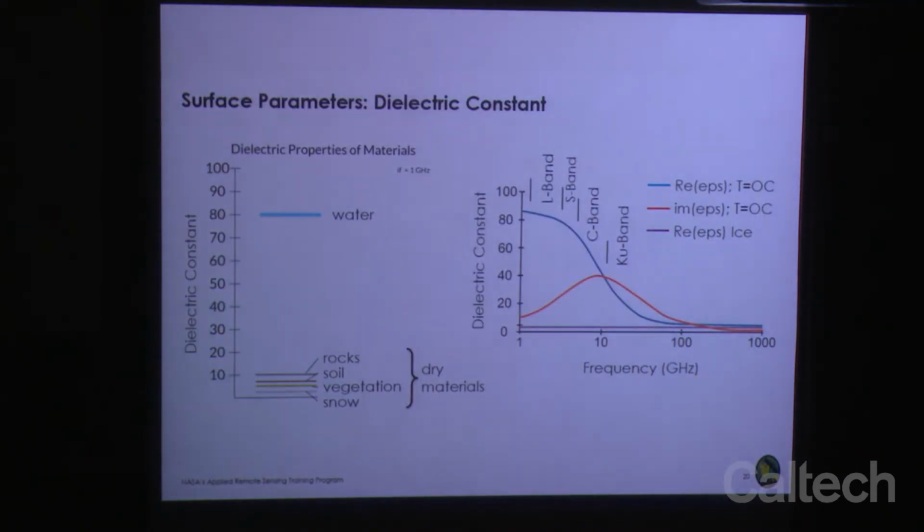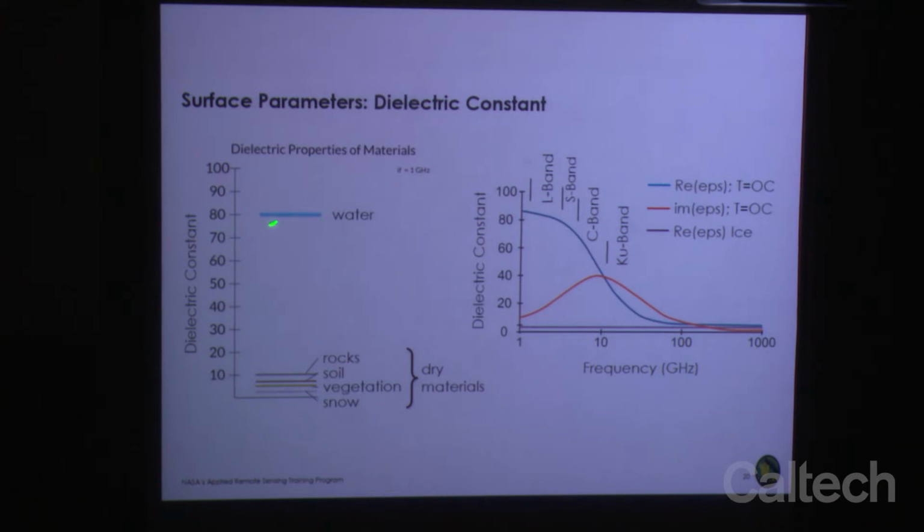Now we talked about dielectric constant a little bit. I'm going to say a little bit more about what we can use that for. Basically, if you look at dielectric properties of natural materials, water pretty much dominates because of its polar nature. This is an electrical property of the molecule that relates to its dipolar construction. So you see dry materials, rocks, soil, vegetation, have very low dielectric constant.